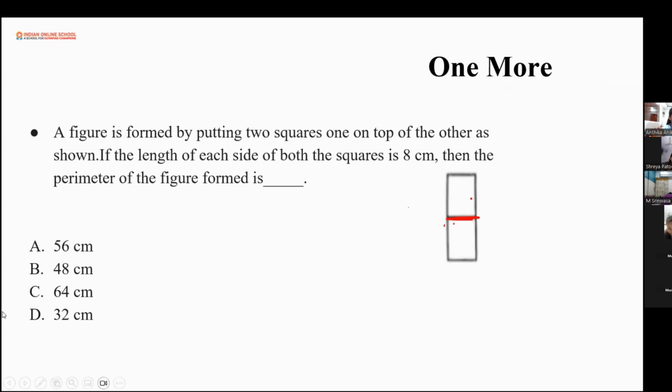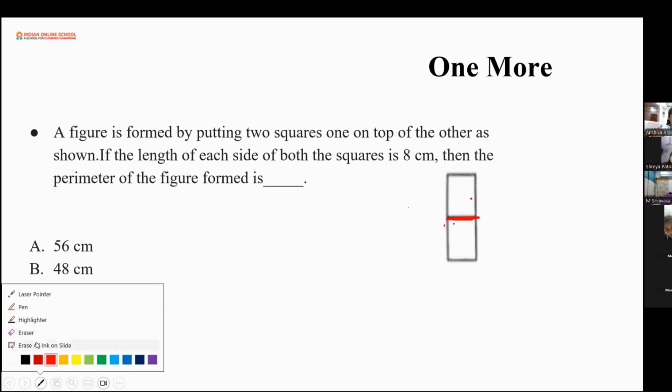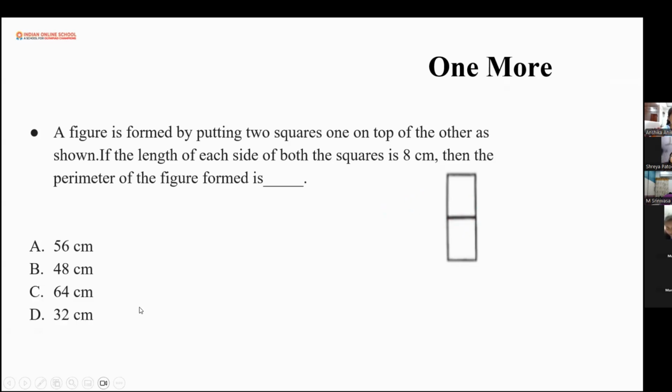No, wait. What I'm asking is, perimeter is inside or outside? Inside, yeah, ma'am. So, you have to measure the outside, not the inside. So it'll be 8 into 6, which is 40. Very good. 1, 2, 3, 4, 5, and 6. 8 multiplied by 6, 48 centimeter is the answer.